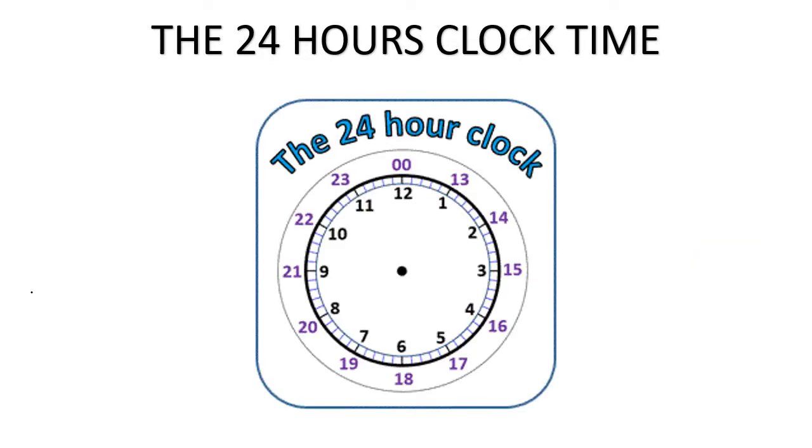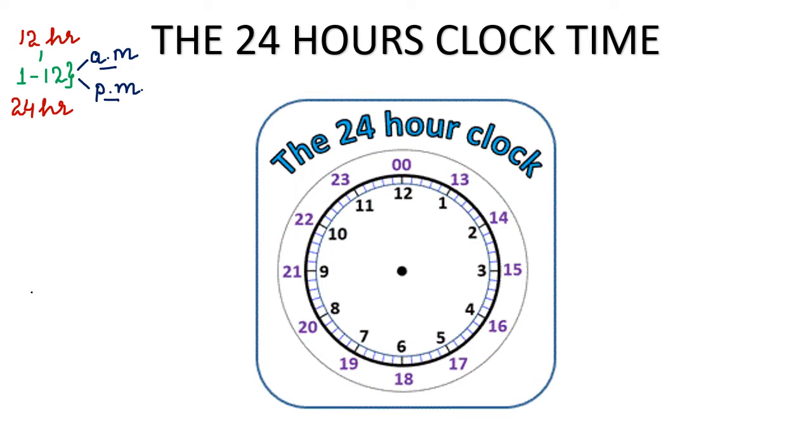We can convey time in two ways, according to the 12-hour clock and according to the 24-hour clock. In the 12-hour clock, we use numbers 1 to 12 twice, and to differentiate the time, from 12 midnight to 12 noon we use AM, and from 12 noon to 12 midnight we use PM. So we differentiate the time using AM and PM.